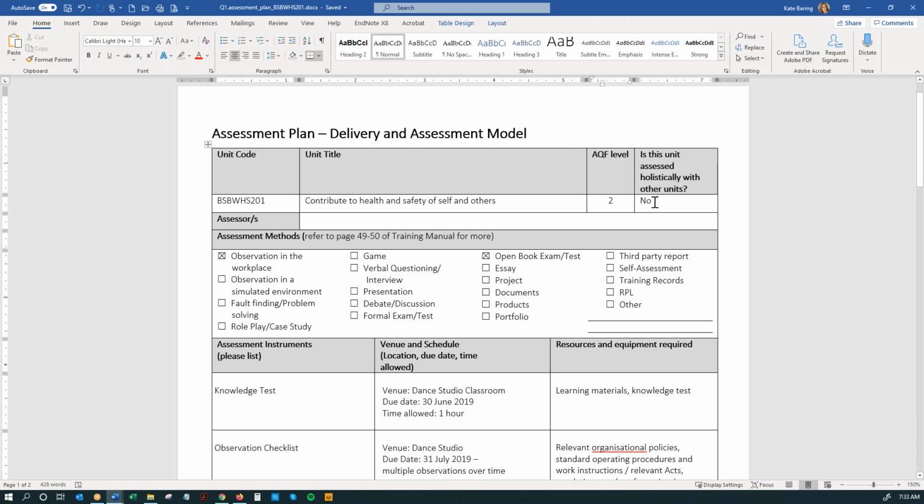And then the final question here is about whether or not the unit is being assessed holistically. That was where we cluster. We talked about that before, so we're going to say no. But if you had a safety activity that related to contributing to health and safety of others, you could perhaps cluster it together if similar workplace tasks were happening.